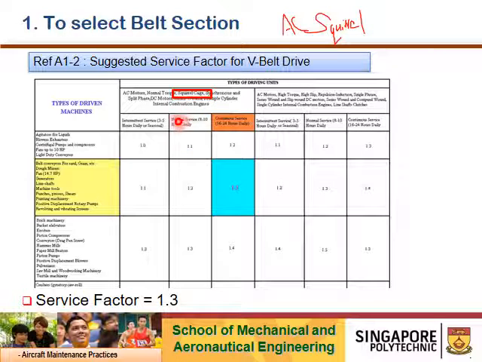So how many hours? 18 hours minimum. Over here is 3 to 5 hours, 8 to 10 hours, and 16 to 24 hours. So for an AC squirrel cage, we come to this column. Now, which row should I choose? Let's go to the left-hand side and look at the types of driven machine. The type of driven machine will be a fan.